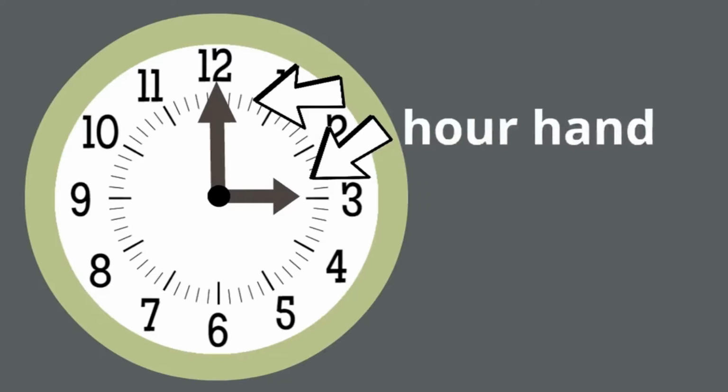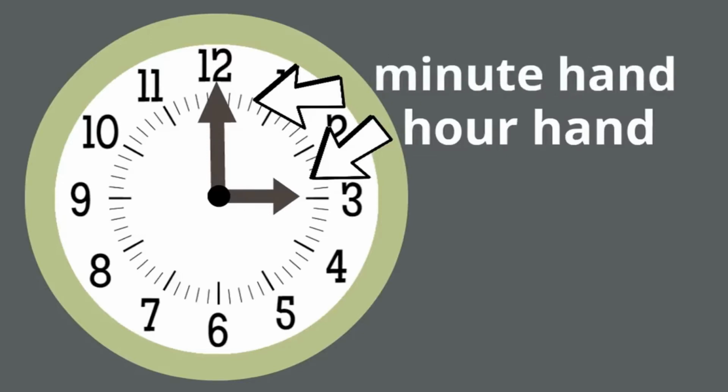It shows us what hour it is. The hour hand is short. The longer hand is the minute hand. It points to the minutes. Let us go back to our analog clock and see what time it is. Let us look at the hour hand, and first, what number is it pointing at? Yes, at the number 3. Great job! So it is the third hour.